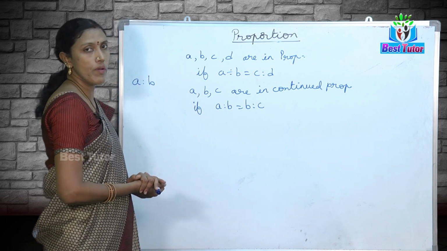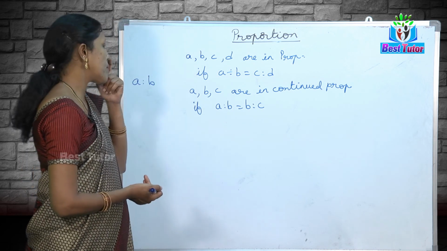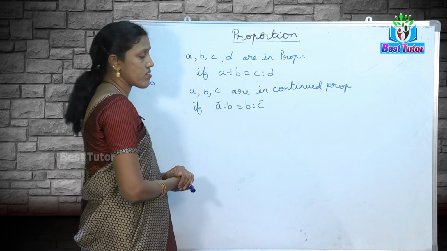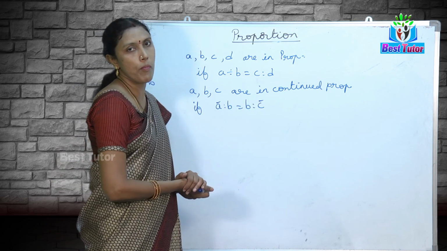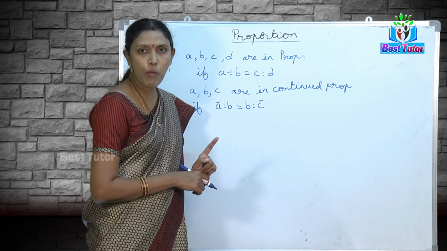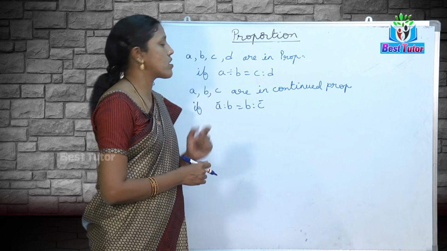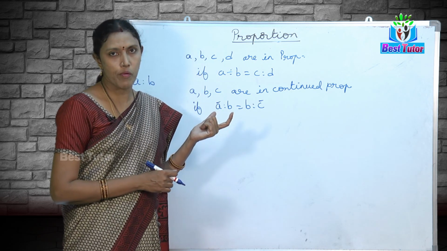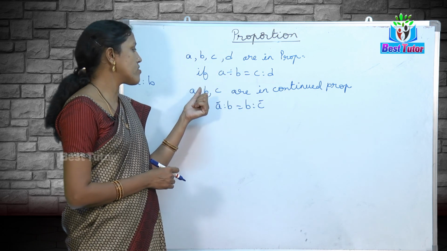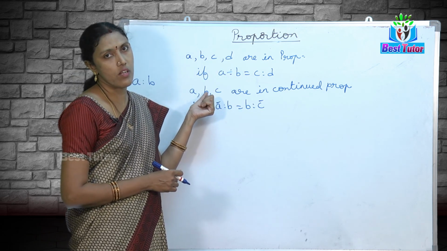In such a case, they are said to be in continued proportion. A by B is equal to B by C. A and C are going to be the extremes. B is going to be the mean proportional. I call A the first proportional, B the mean proportional, C the third proportional. In this case, we don't have any fourth proportional, isn't it? Here, first, second, third and fourth proportional. First, mean and third proportional, right?